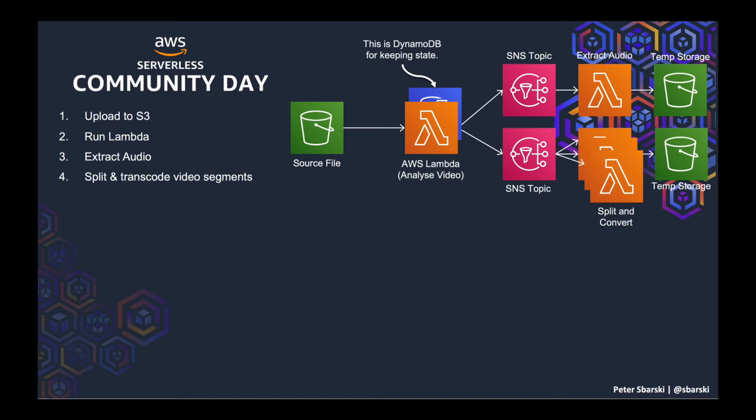The analyze video function also sends a whole bunch of messages to another SNS topic. SNS fans out and invokes a large number of Lambdas that begin splitting up the video and saving those tiny little segments to another S3 bucket. We actually combine the splitting operation together with the transcode operation. Both of these things happen within the same execution context. And it really made things easier for us to manage and maintain.